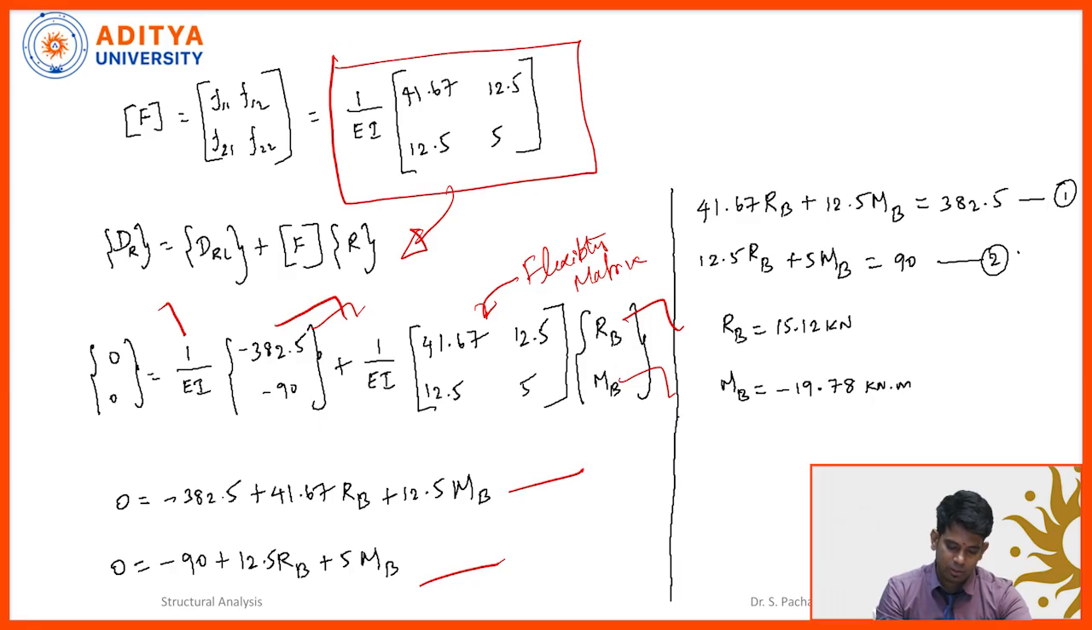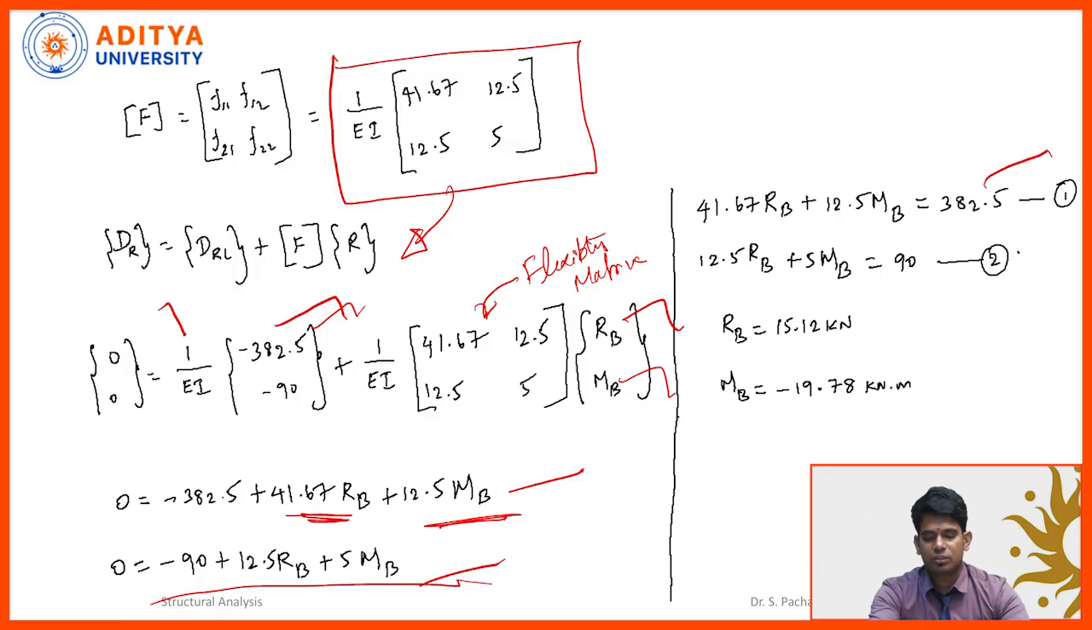For example, 0 equal to minus of 382.5 by EI plus 1 by EI 41.67. So here you can see 41.67 and then plus 12 times of MB. Similarly, we can write the second equation from the matrix form to the equation. Two unknowns. Directly you can put it in the scientific calculator and then we'll be getting the RB value and then MB value.